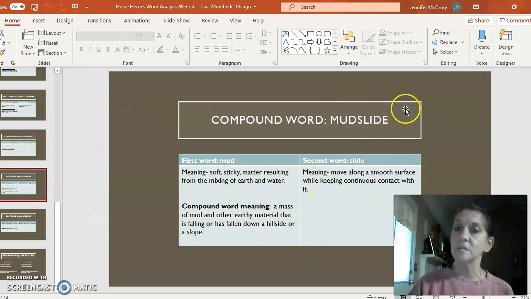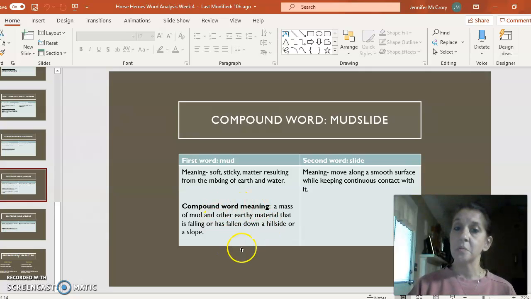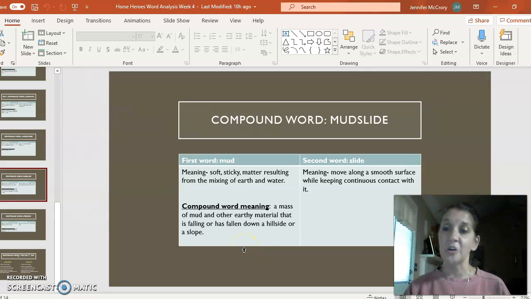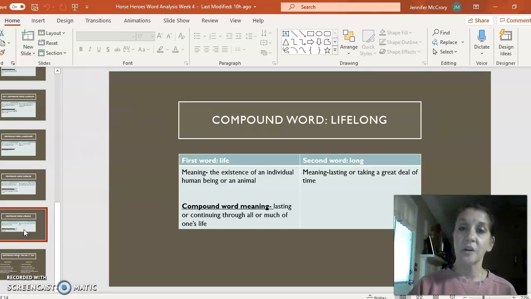So let's take a look at our new one. We're looking at mudslide. What's that new compound word meaning? Well, it's a mass of mud and other earthly material that's falling or has fallen down a hillside or a slope. Well, that makes sense. Mud, dirt, whatever matter, sliding down a hill or a slope. Great job. You've learned a new compound word meaning. Let's take a look at our last one.